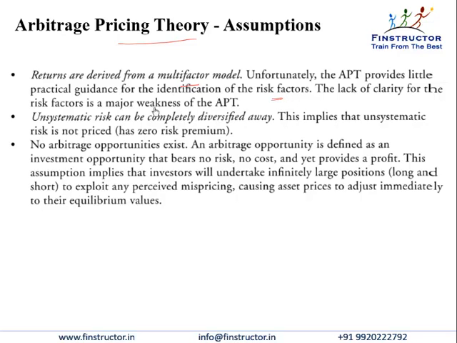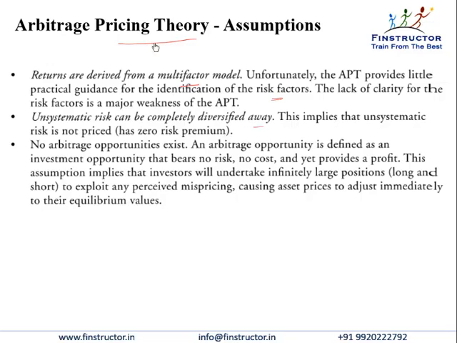This is one of the major weaknesses of the arbitrage pricing theory, that it doesn't tell us GDP growth or inflation or what is that risk factor. It just assumes that returns are derived from a multi-factor model. Unsystematic risk can be completely diversified away. This is similar to the assumption in CAPM, that is, unsystematic risk is not priced. And this is a fair assumption because we proved it ourselves also with the example of the fashion designer, that unsystematic risk does not need to be priced. It is not really a risk that the diversified investor is facing.